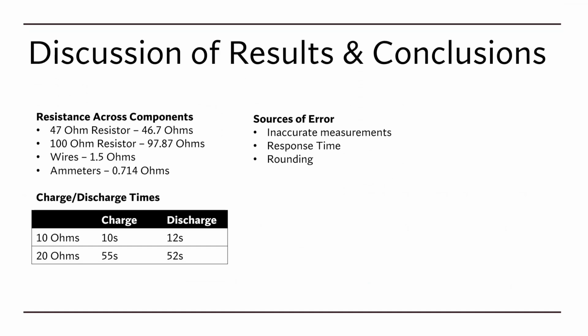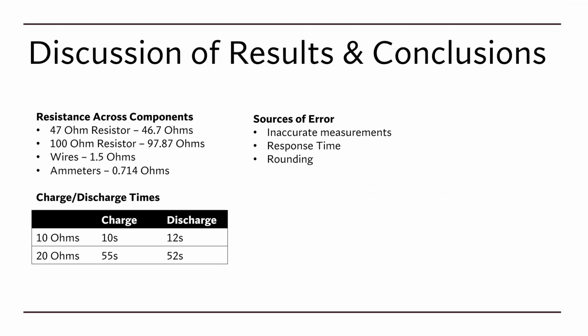The resistances across components from part 1 were that the 47 ohm resistor had a measured resistance of 46.7 ohms, the 100 ohm resistor had one of 97.87 ohms, the wires had a measured resistance of 1.5 ohms, and the ammeter had a measured resistance of 0.714 ohms.